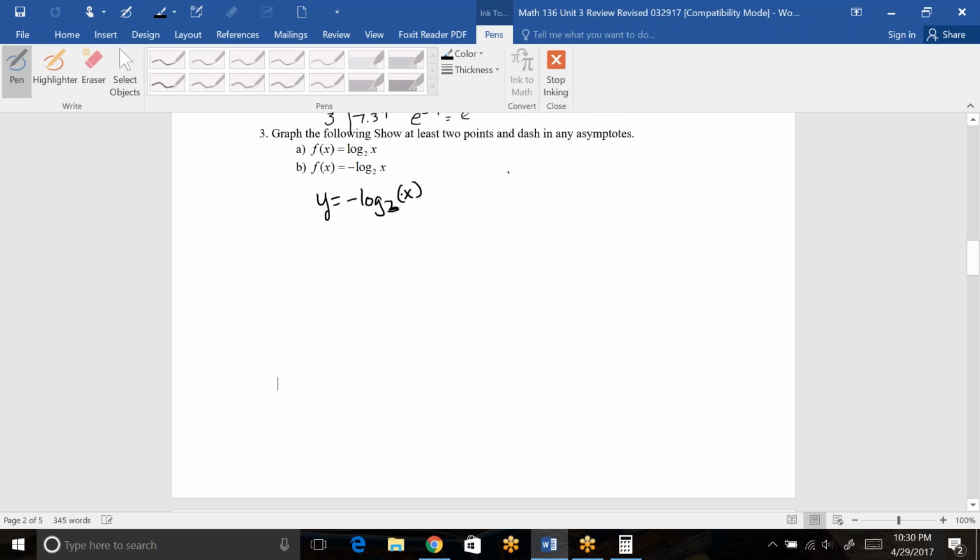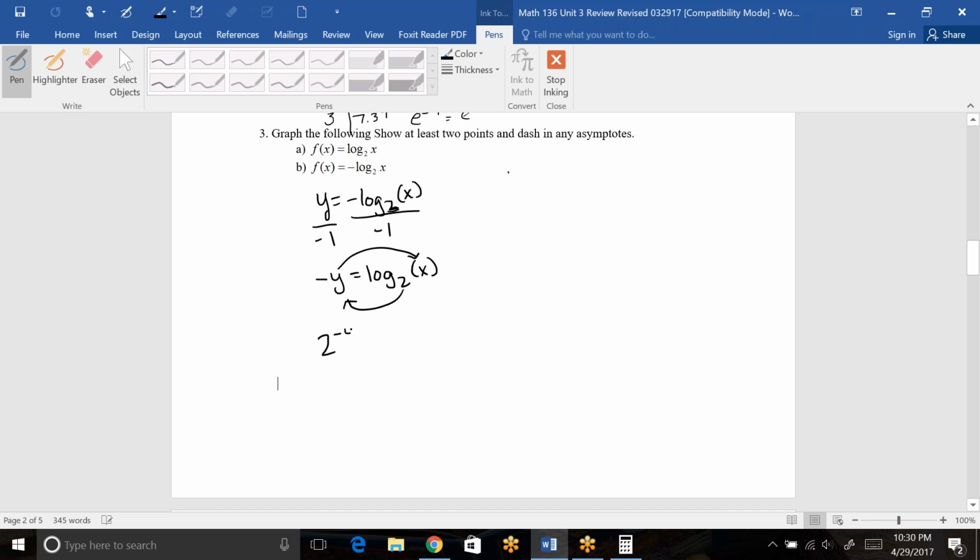The log does not look isolated to me because I see there's a negative in front of it. So the first thing I'm going to do is divide everything by -1 to make sure that the log is over here with nothing in front of it and nothing added or subtracted at the end. You need to do that before the conversion step. So now I have negative y equals log 2 of x. So I'm going to do my spiral.